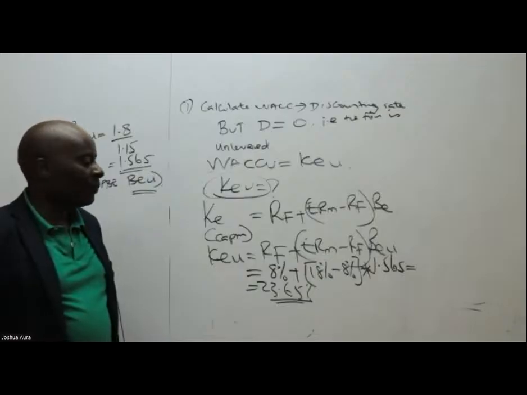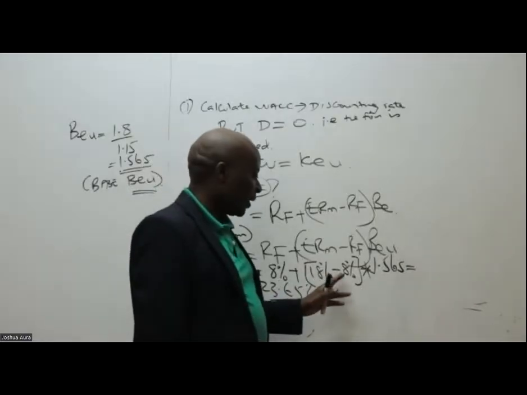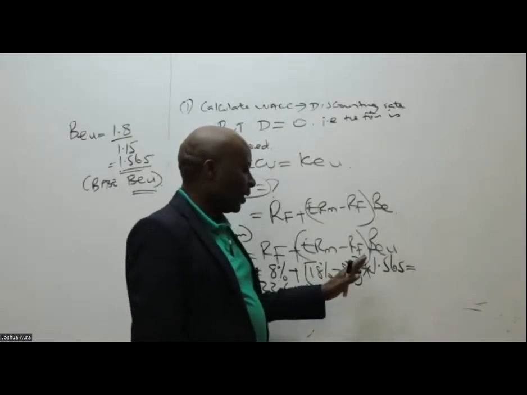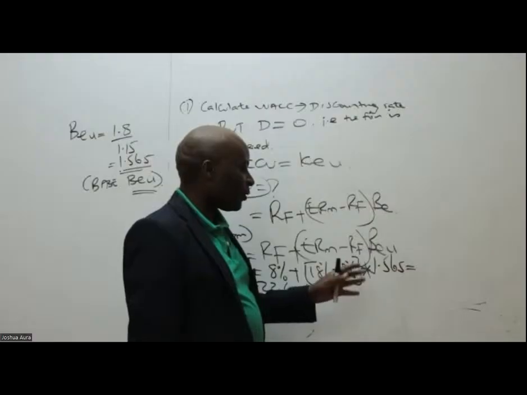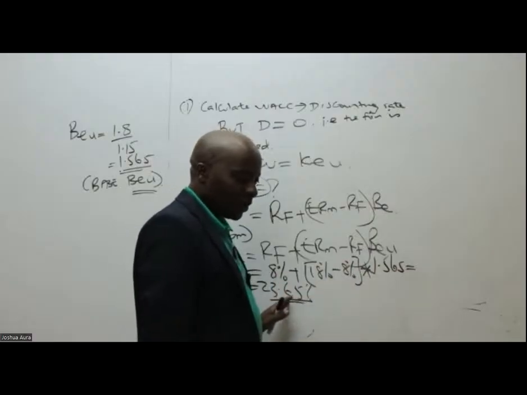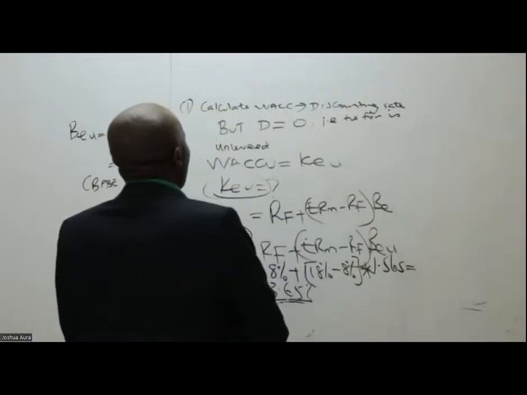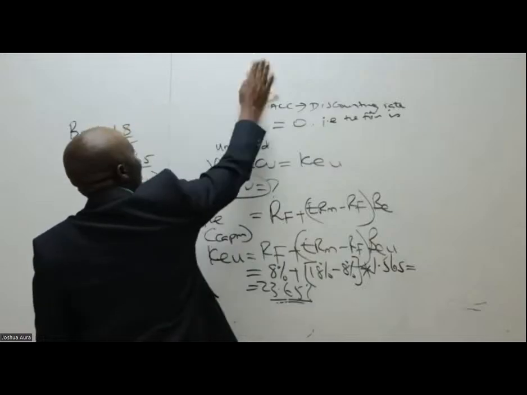Bansi has confirmed. So please remember it's the bracket first: 18 minus 8 gives me 10. 10 times this will give me 15.65%. So 8 plus this for sure will give me this. Thank you very much. So now we have been able to answer number 1.